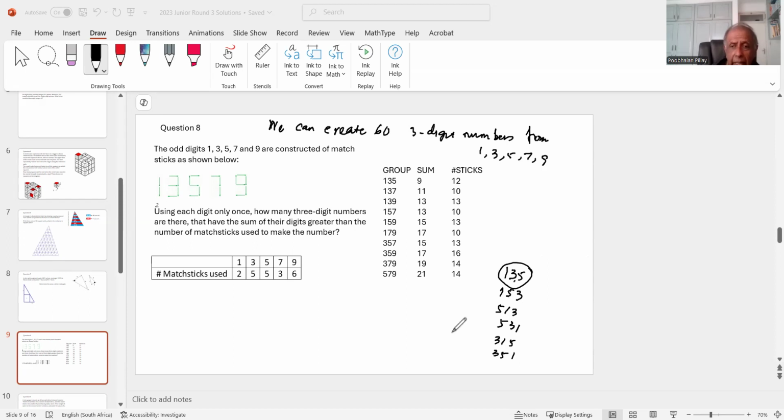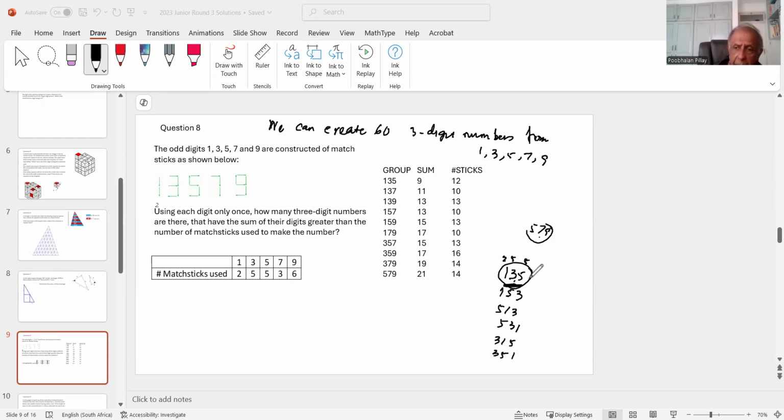See? And if I choose something else, like 579, I can make another 6 numbers from that one. But now, if I'm interested only in the groups, right? This group here, the sum of the matchsticks in this group will all be the same, because the 1 will have 2 matchsticks, the 3 will have 5 matchsticks, and the 5 will have 5 matchsticks.